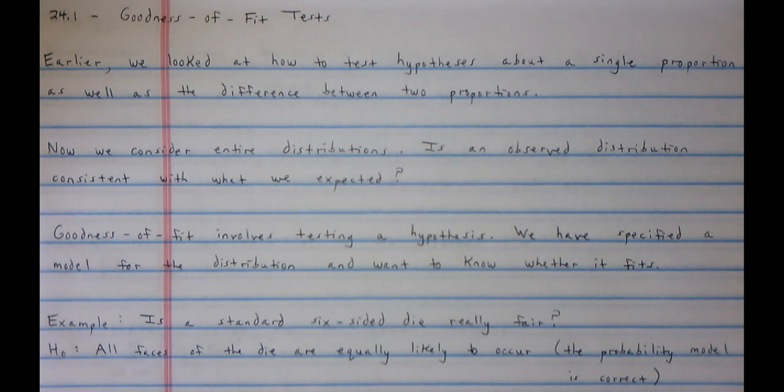A goodness of fit test applies to a single categorical variable, and it involves testing a hypothesis. We specify a model for the distribution and want to know whether it fits. So let's look at an example.